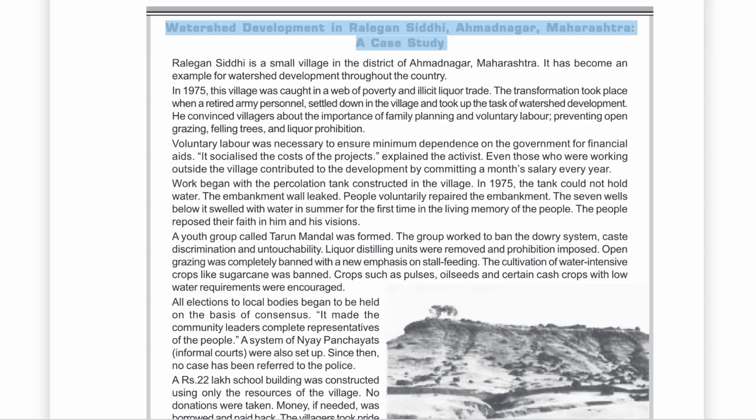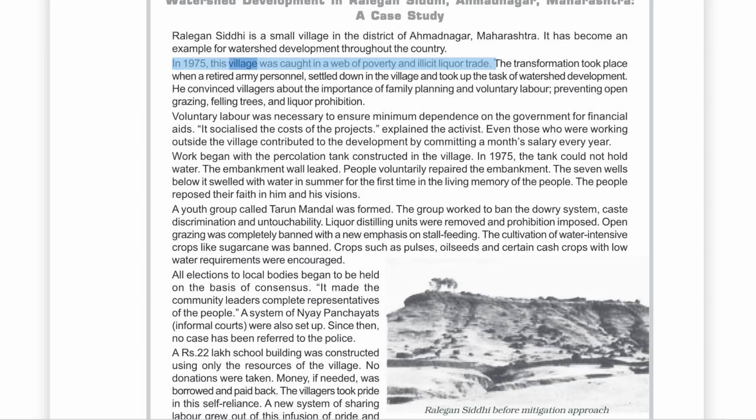A case study. Ralegan Siddhi is a small village in the district of Ahmednagar, Maharashtra. It has become an example for watershed development throughout the country. In 1975, this village was caught in a web of poverty and illicit liquor trade.